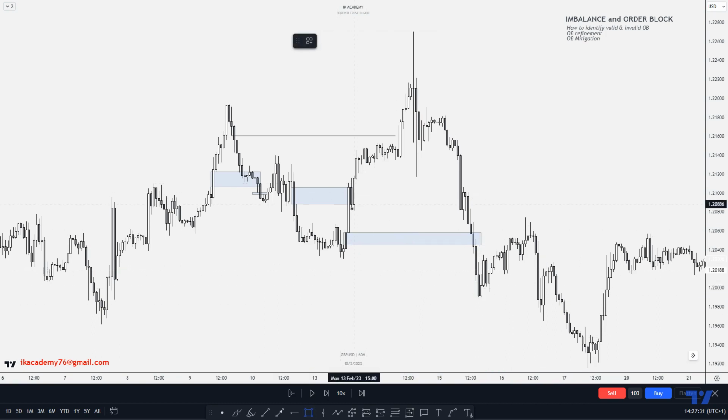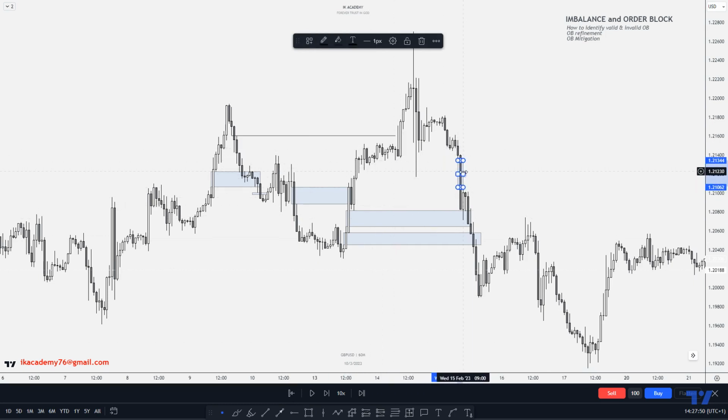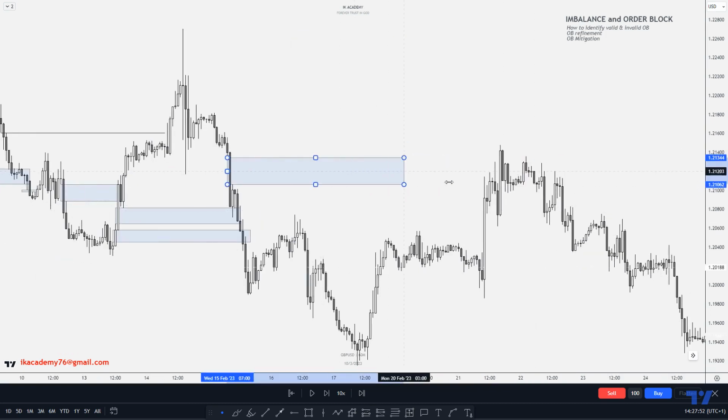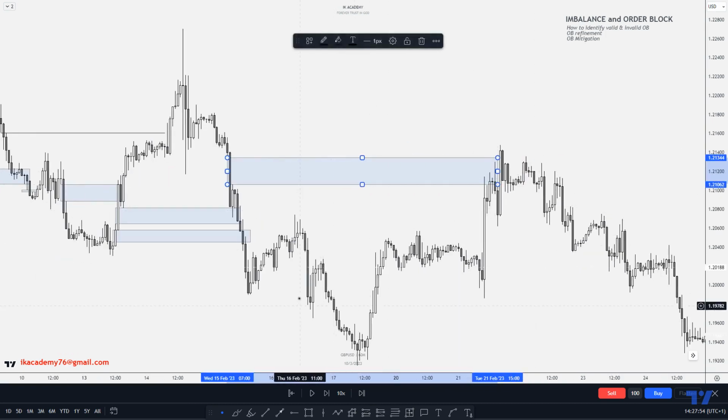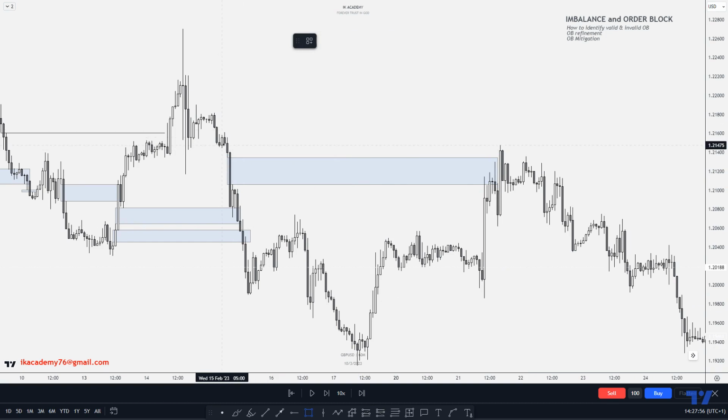We have an imbalance here from this point to this point. This is the point, but we can see price took it, filled it a little bit, so we adjust it to this point, and then price filled everything up at this point. So which other place do we have imbalance? Imbalance here, price filled it a little bit, price filled it here. And we also have an imbalance here. Okay, we have an imbalance at the top here.